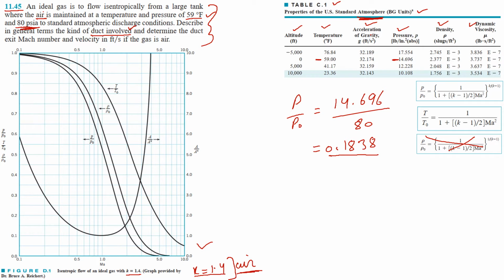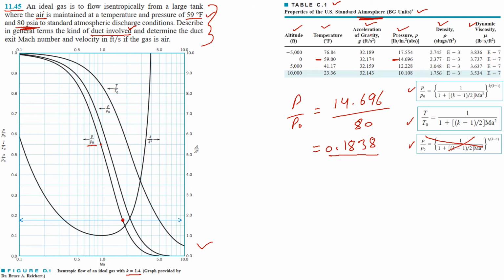So this graph will be used whenever we are dealing with air. Other than that, we are going to use the equations that are mentioned right here to find these values. So now we know our P over P naught value, and to mark it on this graph, this is where our P over P naught value will lie. So this is our P over P naught value line.